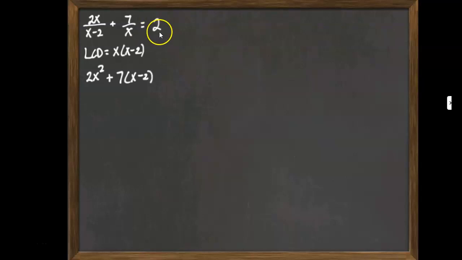And then finally, the 2 on the right-hand side doesn't have a fraction, so there's nothing to cancel out. So it gets the whole x and x minus 2.